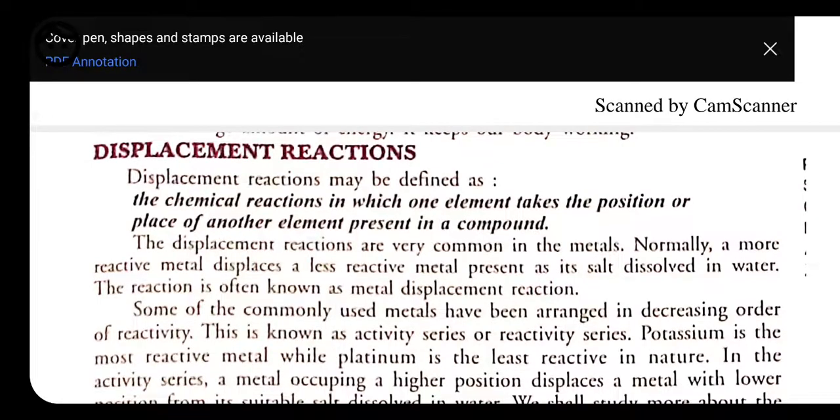Next type of chemical reaction is displacement reaction. So what is displacement reaction? Here displacement reaction means one element which is more reactive is going to displace another element which is less reactive. The stronger element is going to displace the weaker element from its place and make a bond with the compound. That is called displacement reaction. So we can define displacement reaction as the chemical reaction in which one element takes the position or place of another element present in a compound.